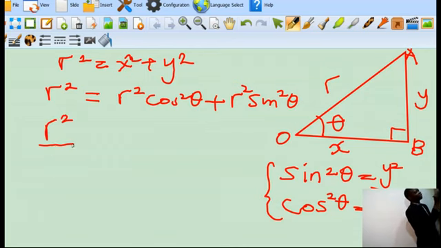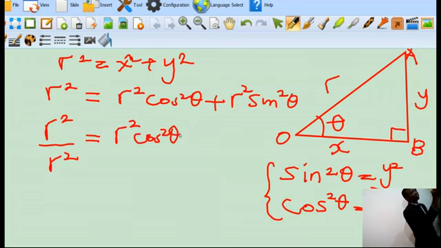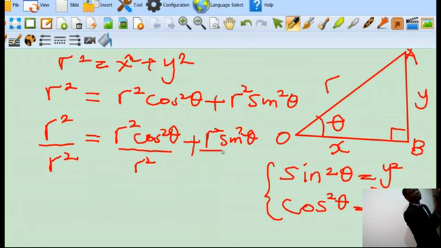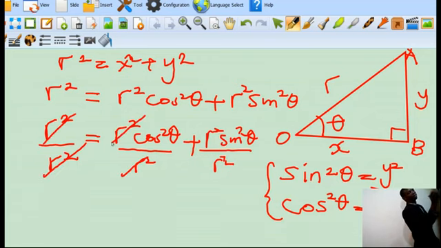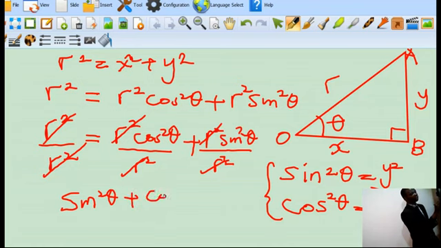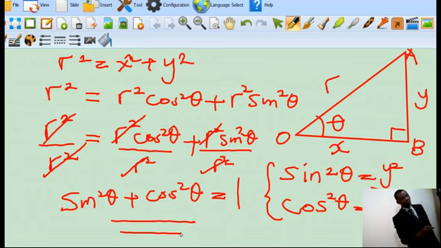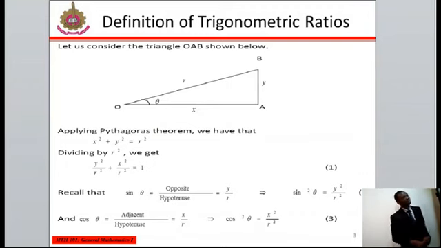which is r squared divided by r squared is equal to r squared cos squared theta over r squared plus r squared sin squared theta over r squared. We can eliminate r squared and arrive at the expression that sin squared theta plus cos squared theta is equal to 1. Now let's go back to the slide, and that is the expression we have shown here.